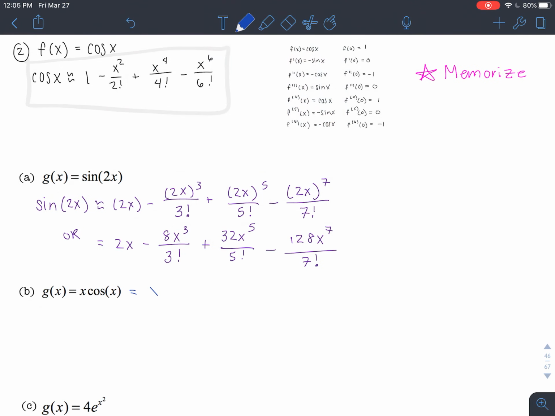Okay, so for x times cosine of x, we know what the Maclaurin polynomial approximation is for cosine of x, so this is just going to become x times, not going to use an equal sign though there because we are approximating them, times the cosine approximation.